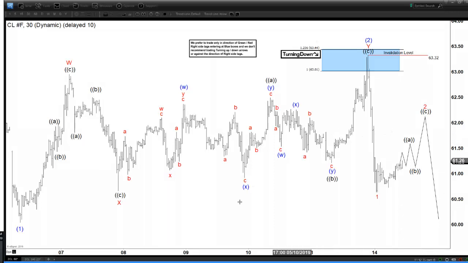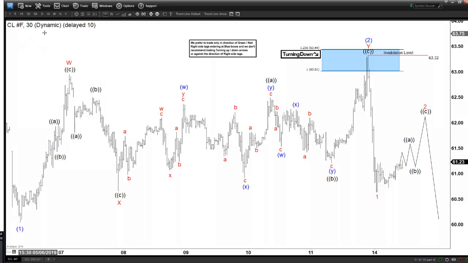So today we're going to be looking at the chart of oil, 30 minute chart here, short term. We can see this decline ended with 1, and then we have a double correction, WXY. We ended this with 2 over here at 63.32, and that means we have started the next leg lower in wave 3. So wave 3 here is going to be impulsive.